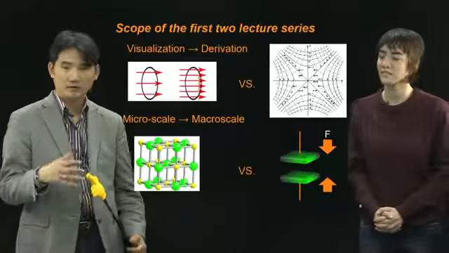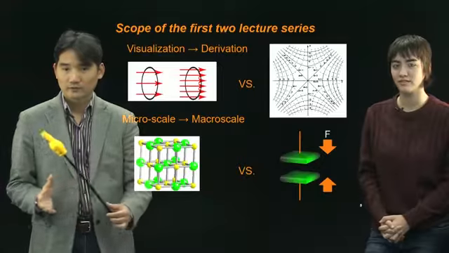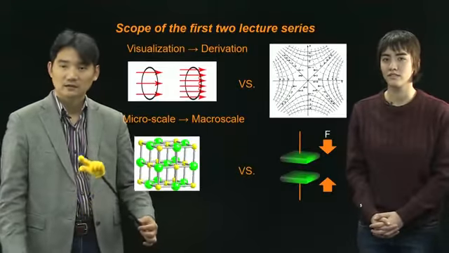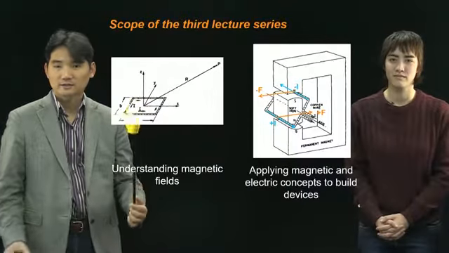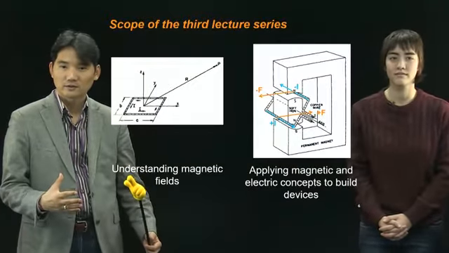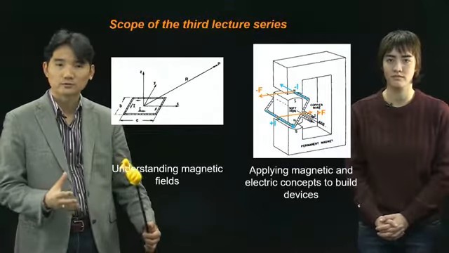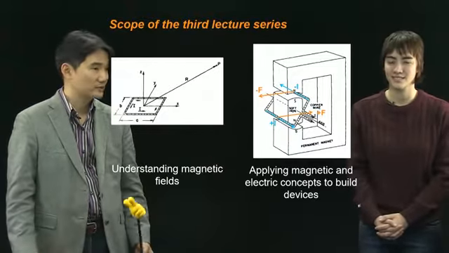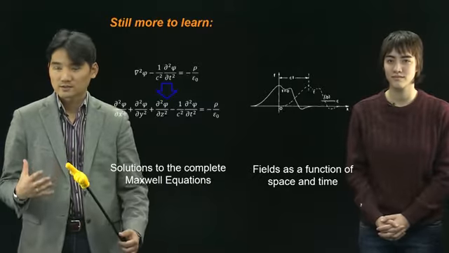Exactly. We covered vector fields, scalar fields, and how to visualize them. We also covered micron scale to macro scale, so we covered multi-scale physics in the past lectures. Now, in the 3rd lecture series, you have probably understood how magnetic fields are created by rotating current around a loop. You were also able to apply that knowledge to generators or motors that you can see on the right side of the picture. Now, we still have more to learn.